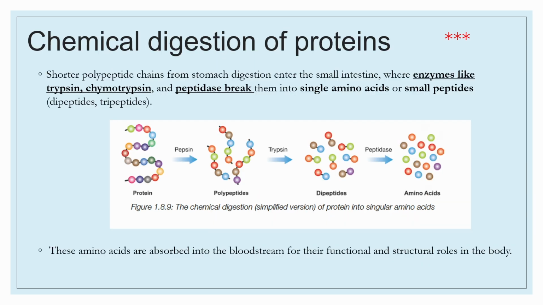Chemical digestion of proteins occurs mostly in the stomach and then eventually enters the small intestine, where enzymes like trypsin, chymotrypsin, and peptidase break them into single amino acids or even small peptides like dipeptides and tripeptides. These amino acids are absorbed into the bloodstream for their function in things like the creation of proteins for the body and also structural roles.